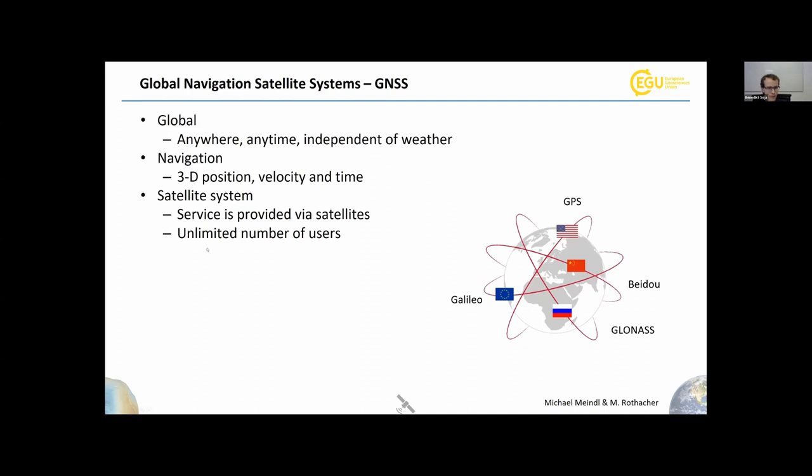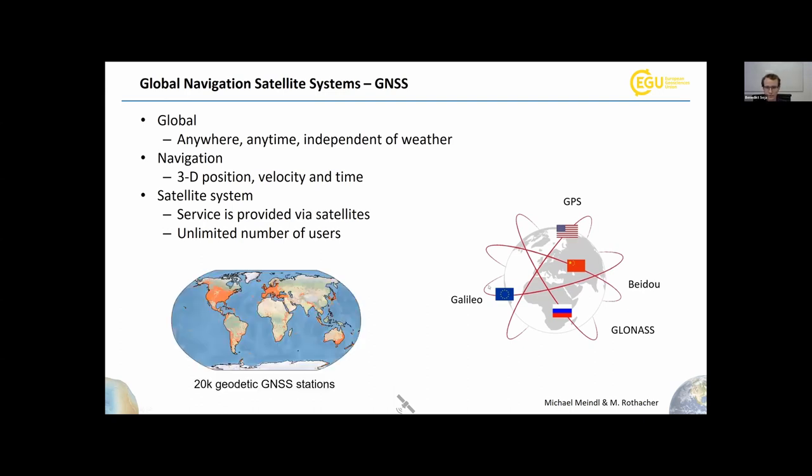And since we have an unlimited amount of users that can use these techniques simultaneously, it's also possible to put up a lot of geodetic observation stations. And nowadays, there are at least 20,000 geodetic quality GNSS stations available, which means that for these stations, we can determine their positions with an accuracy that is at the low millimeter level.